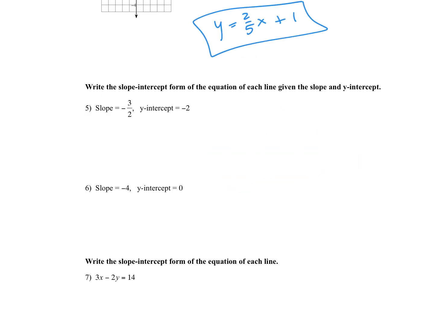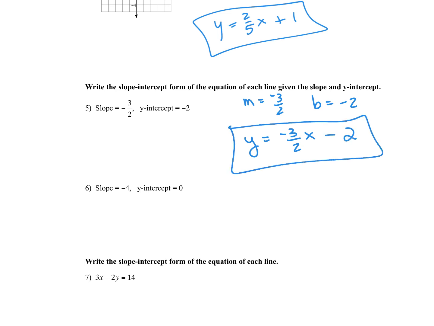So the next 2 are easy because they give you the slope and the y-intercept. So if the slope is negative 3/2 and the y-intercept is negative 2, you just put it in the equation. y equals m, which is negative 3/2 x, plus b, negative 2. Same here. It would be y equals negative 4x, and you don't even have to put the plus 0, but if you put it, it's not incorrect.